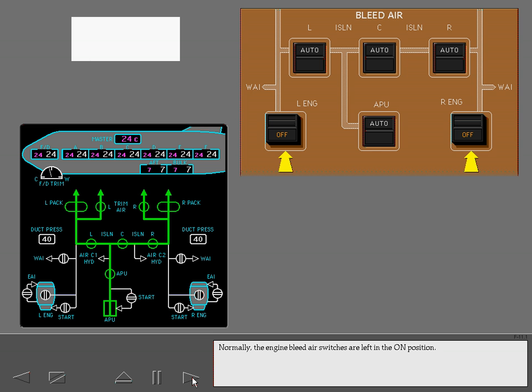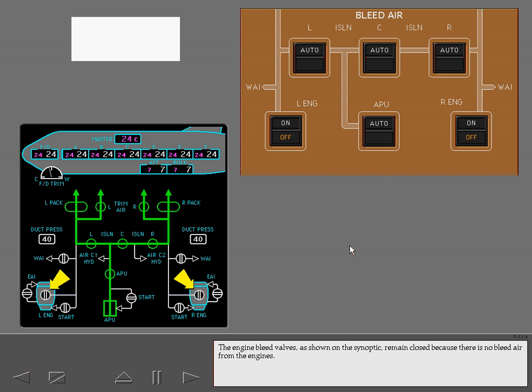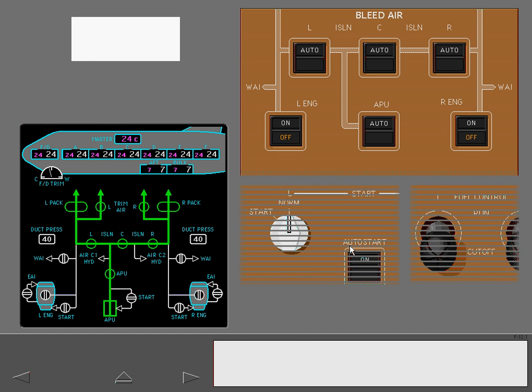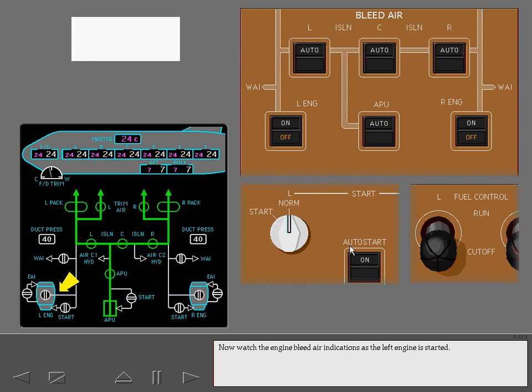Normally, the engine bleed air switches are left in the on position. Push the left and right engine bleed air switches to on. Notice that the off lights remain illuminated. The engine bleed valves, as shown on the synoptic, remain closed because there is no bleed air from the engines. Now watch the engine bleed air indications as the left engine is started.